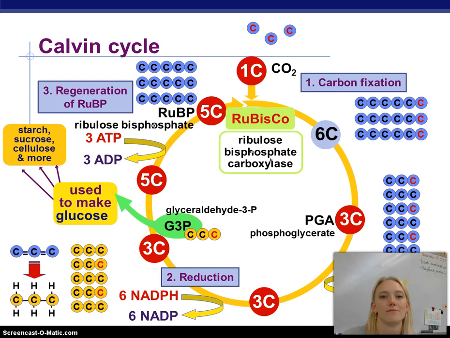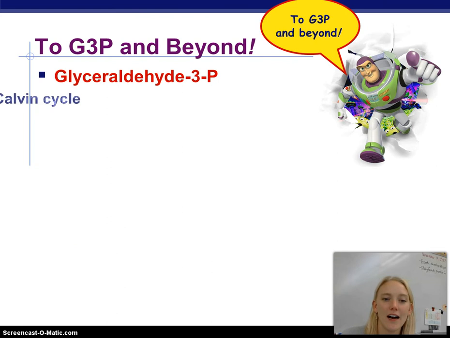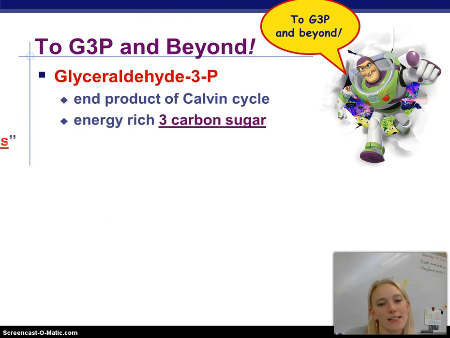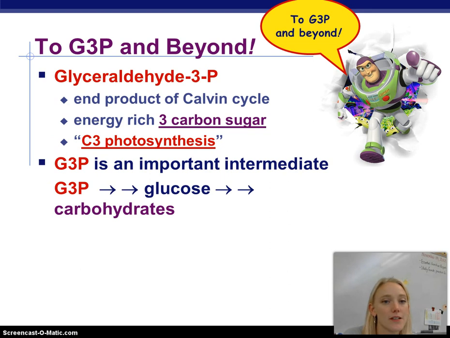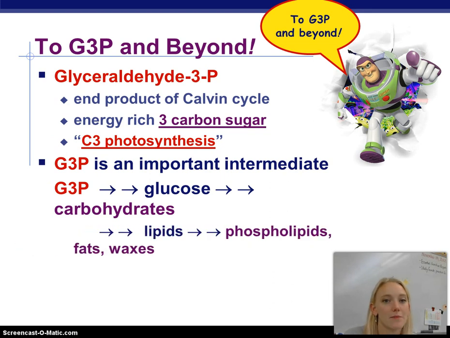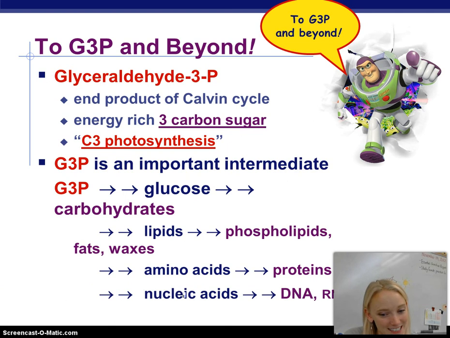to make glucose. G3P is important because it can be made to produce glucose and therefore carbohydrates. It can also be made to produce lipids, and then it can also be made to produce amino acids and proteins and nucleic acids like DNA and RNA. So it's an intermediate molecule. It's very, very important.